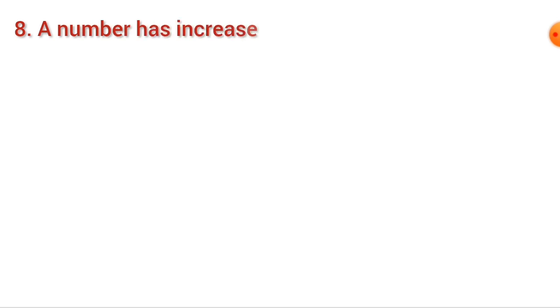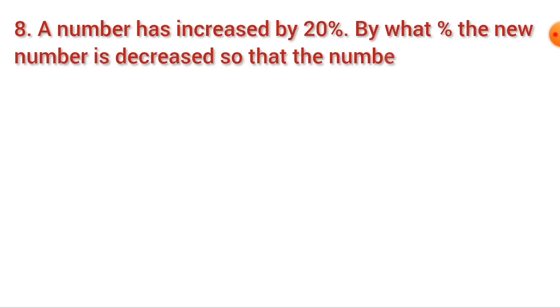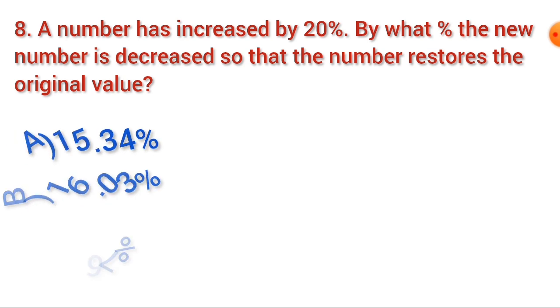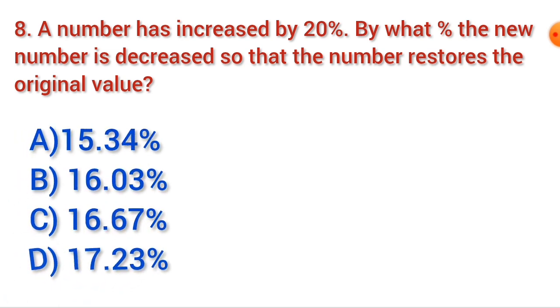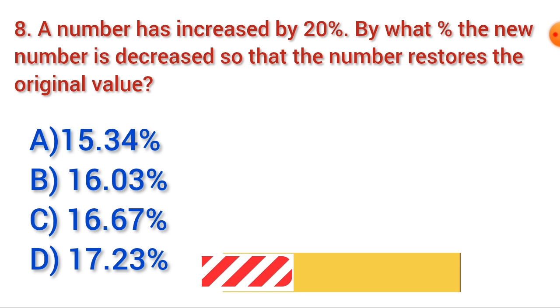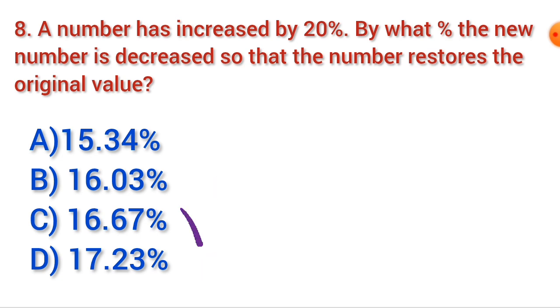A number has increased by 20%. By what percent of the new number is decreased so that the number restores the original value? Options are 15.34%, 16.03%, 16.67%, 17.23%. The correct option is 16.67%. Let's see the solution. What is the question? A number has increased by 20%.